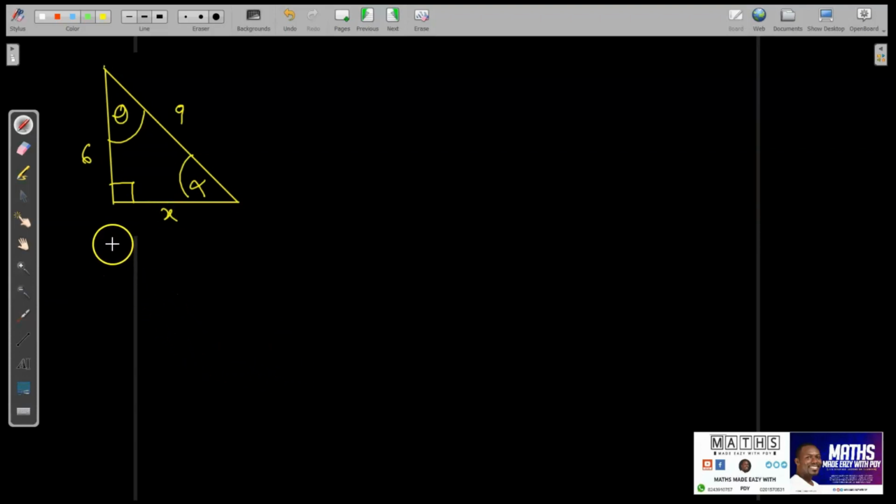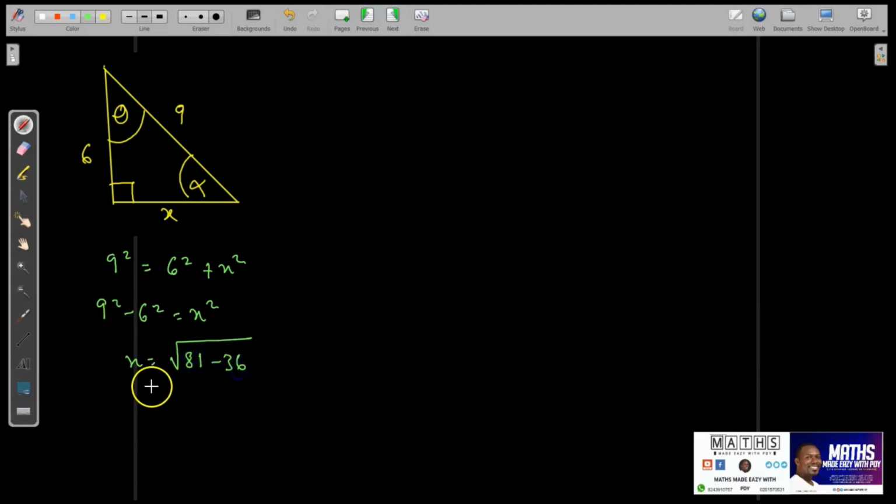Thank you. So the Pythagoras theorem would state that the hypotenuse squared, which is 9 squared, should be equal to the sum of the legs squared, so 6 squared plus x squared. Then making x the subject, we regroup. So we have 9 squared minus 6 squared equal to x squared. That gives x is equal to the square root of, please operate this for me, 81 minus 36. What value are we getting?